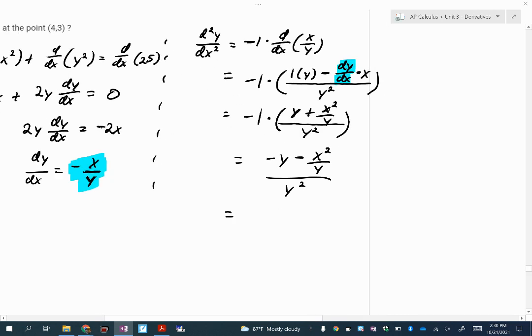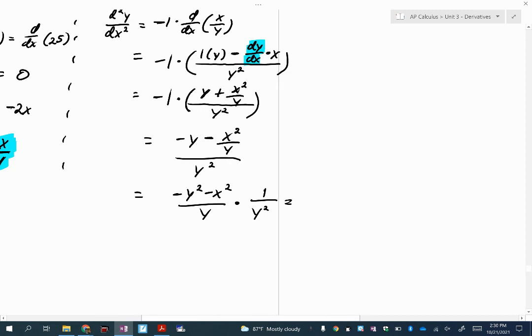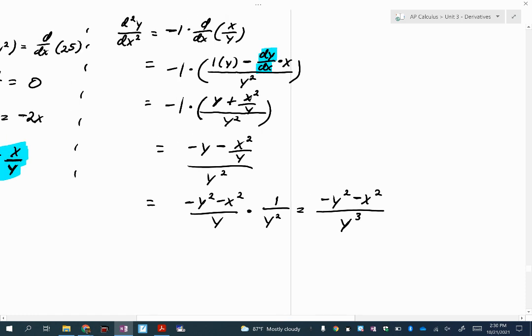Get a common denominator in the numerator. So I get negative y squared minus x squared over y, times 1 over y squared, which is equal to negative y squared minus x squared over y cubed. Okay, now we're not done.